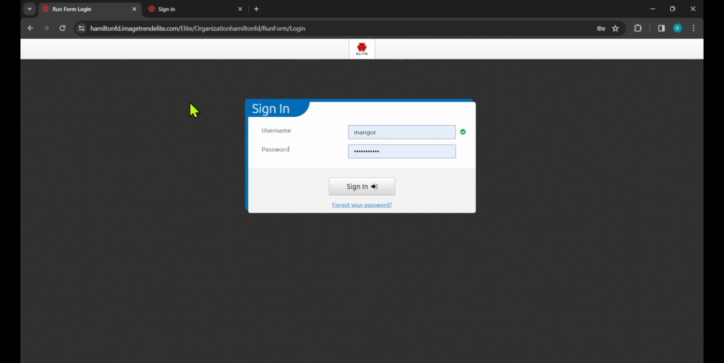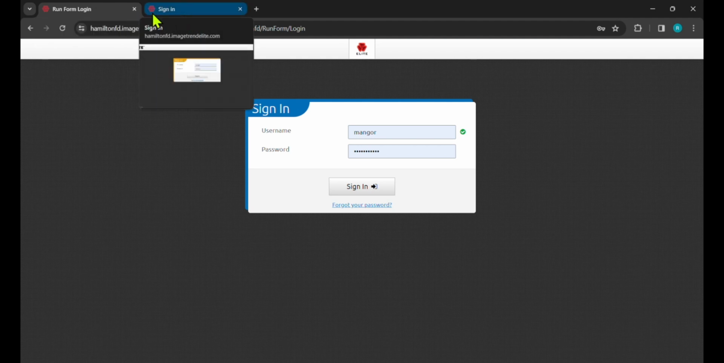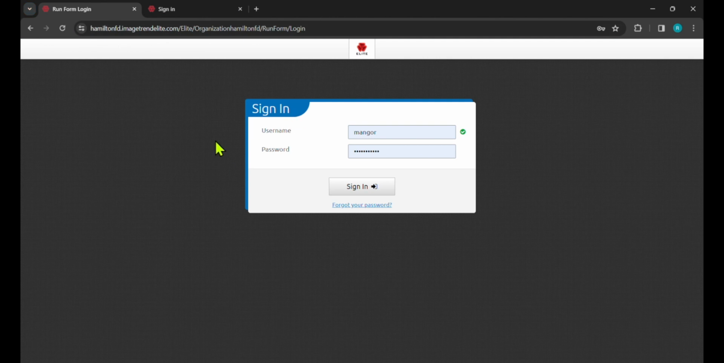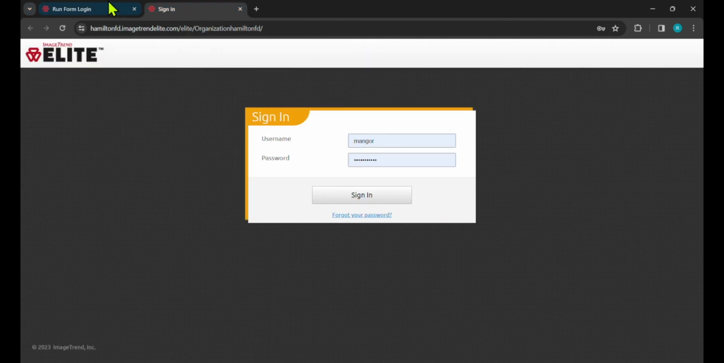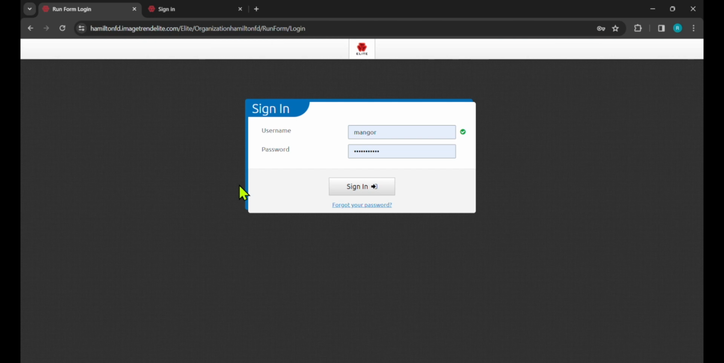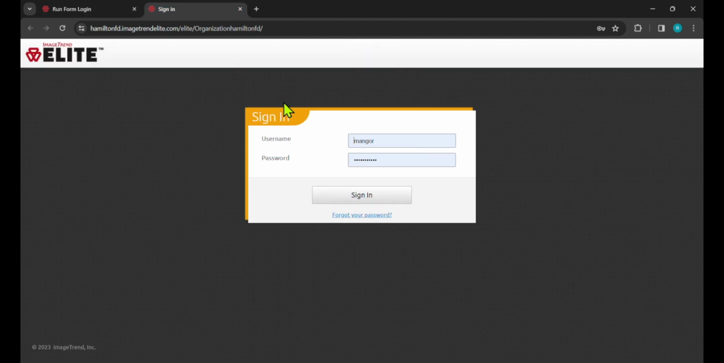So where we're going to start, if you look up here, and pardon my highlighted large mouse, I just want to make sure you can track along with me. If you look at the top here, you will notice that I have two tabs open. I'm going to talk to you about the difference in this run form login and this sign in. So one of these is the blue one right here. This is called Elite Field. This is the EMS reporting software that will be used in the field on our GTAC computers to complete EMS reports. This orange sign in is going to take you to really the control center of ImageTrend Elite.